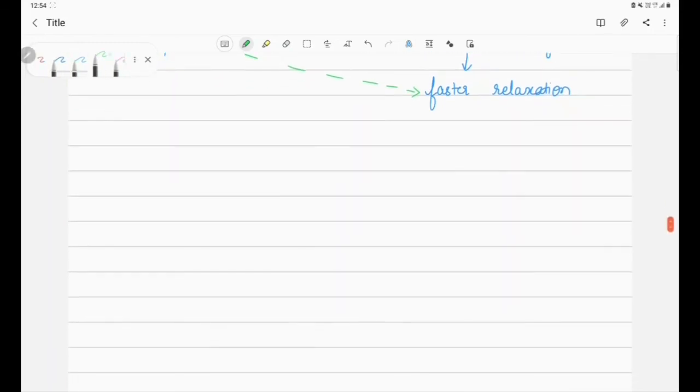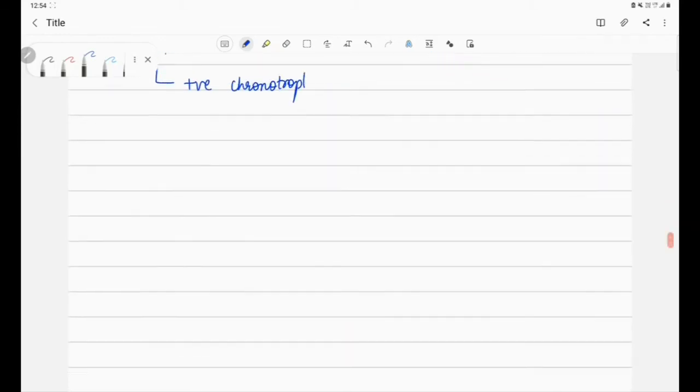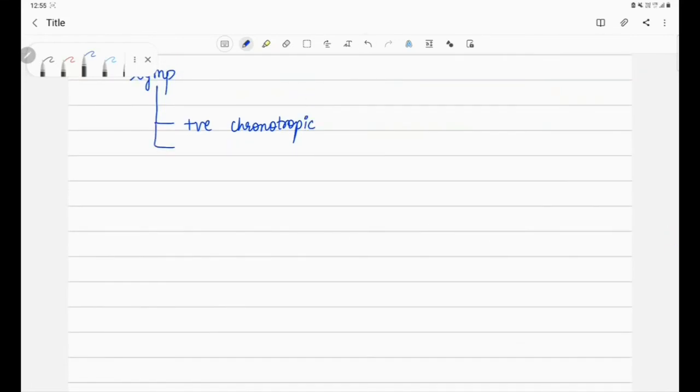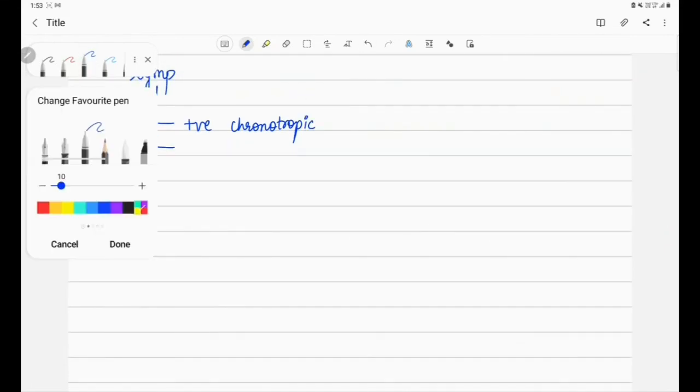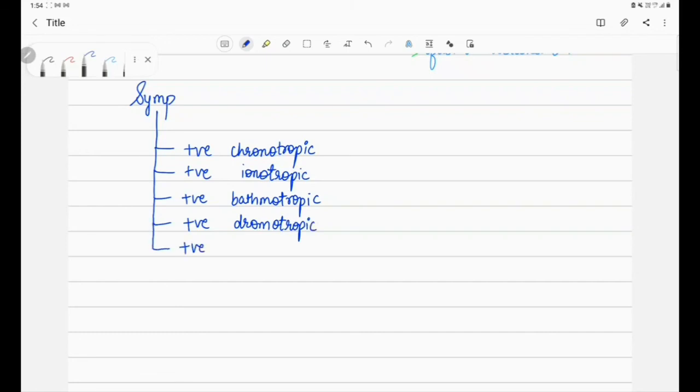So let's see the effect of sympathetic discharge on cardiac muscle. Sympathetic discharge is positively chronotropic, that is, it increases the heart rate. Then again, sympathetic discharge is positively inotropic, that is force of contraction increases. It is positively bathmotropic, that is excitability increases, and it is positively dromotropic, conductivity increases. It is positively lusitropic, that is faster relaxation.